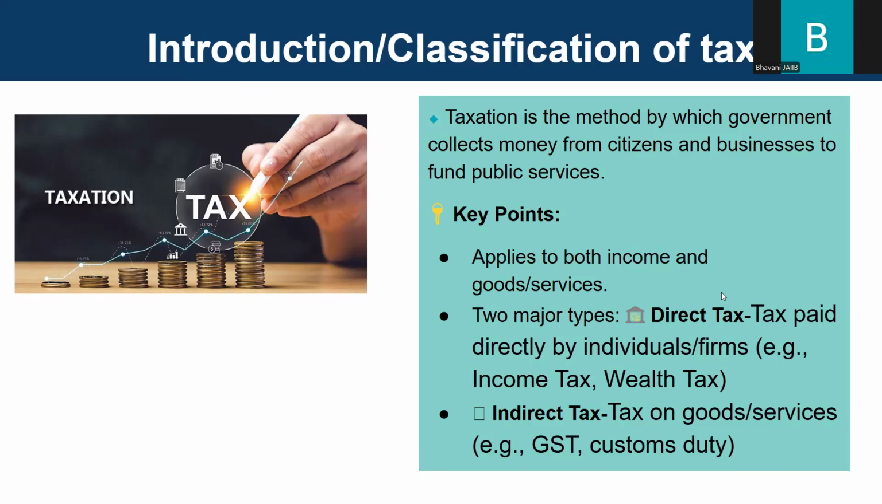Direct tax is paid directly by people, like income tax, wealth tax, whereas indirect tax is paid when we buy something, that is, tax on goods or services, GST, customs duty, and so on. For example, when you earn 10 lakh rupees salary, you pay income tax. So that is direct tax. But when you buy a shirt and pay GST, that is the indirect tax.